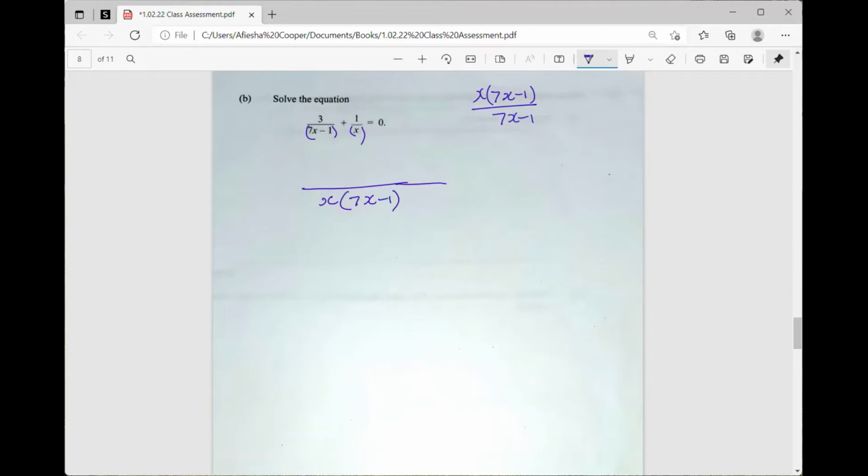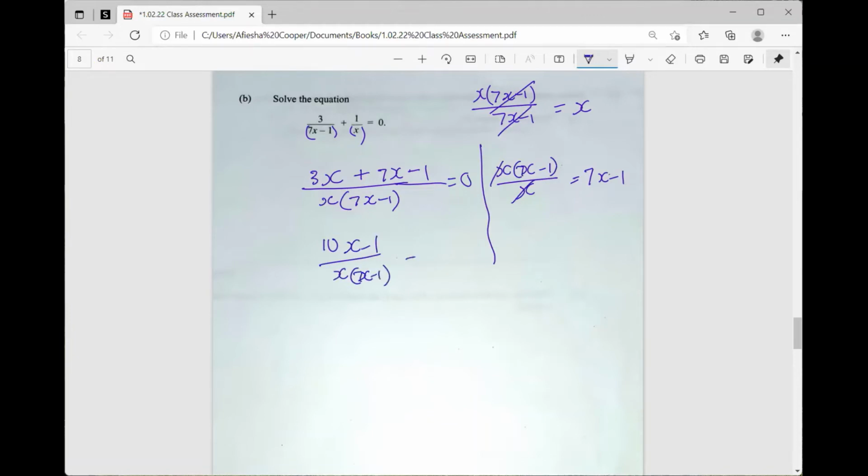But remember, you see how many times the denominator can go into your LCM. It cancels as x, so I'll end up with 3 by x, which is 3x. Add, same thing, x, open brackets, x, 7x minus 1, all over x. These cancel and I'll end up with 7x minus 1. So I multiply that by 1, which is just 7x minus 1, and all of that is equal to 0. 3x plus 7x is 10x minus 1 equals x by x, 7x minus 1 equals 0.